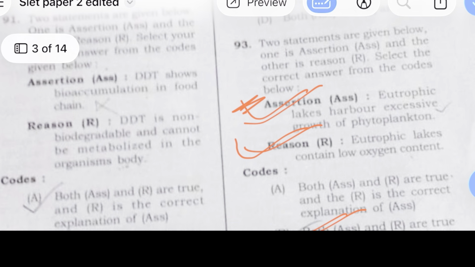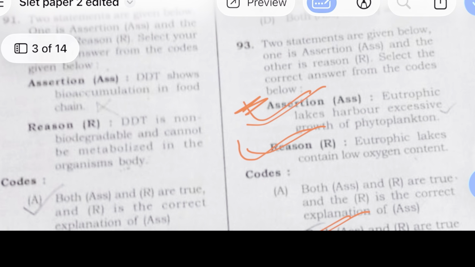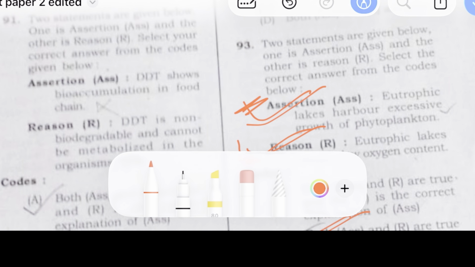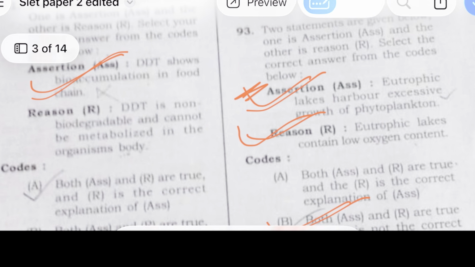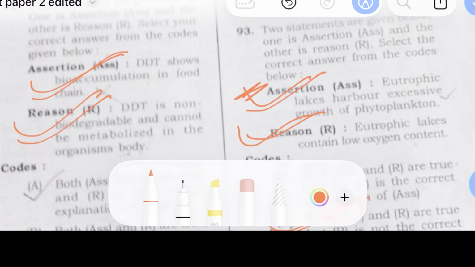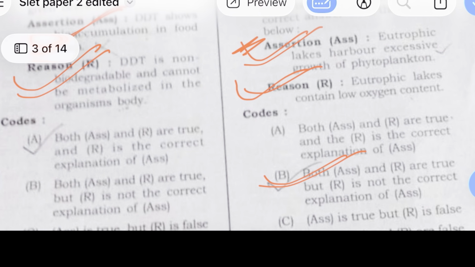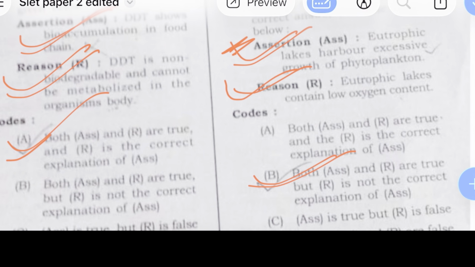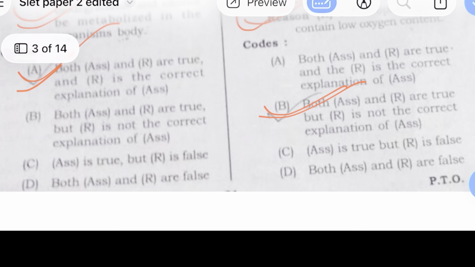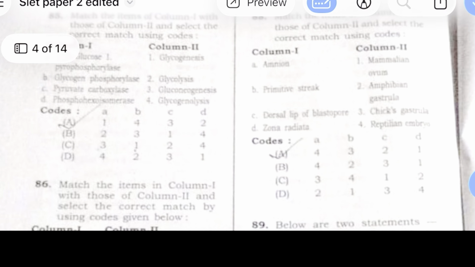Coming to the next question. DDT shows bioaccumulation in food chain. Yes, DDT is accumulated in the food chain, true. And reason is DDT is non-biodegradable and cannot be metabolized. Yes, it is true, and R is the correct explanation of A. Because it is not metabolized, that's why it gets accumulated in the food chain, because it breaks down very slowly.